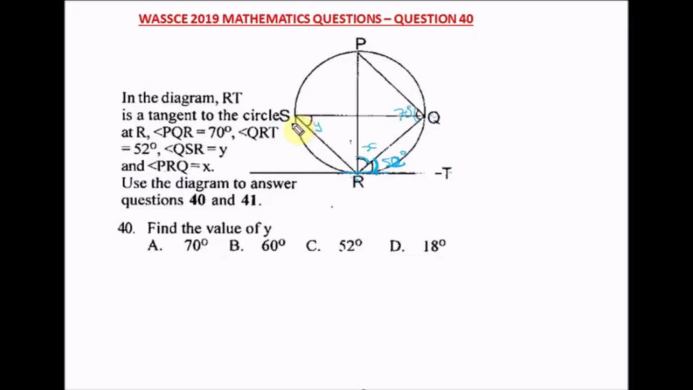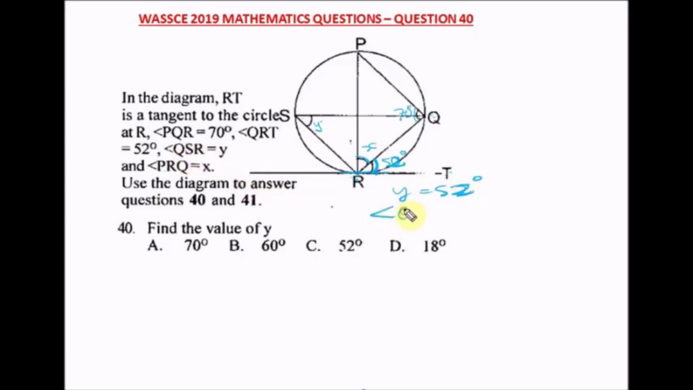All those two, you need to know them. This is another segment. From here to here is a segment of a circle, this part is a segment, and this other part is another segment. So this angle 52 is equal to Y. So it means Y is equal to 52 degrees.